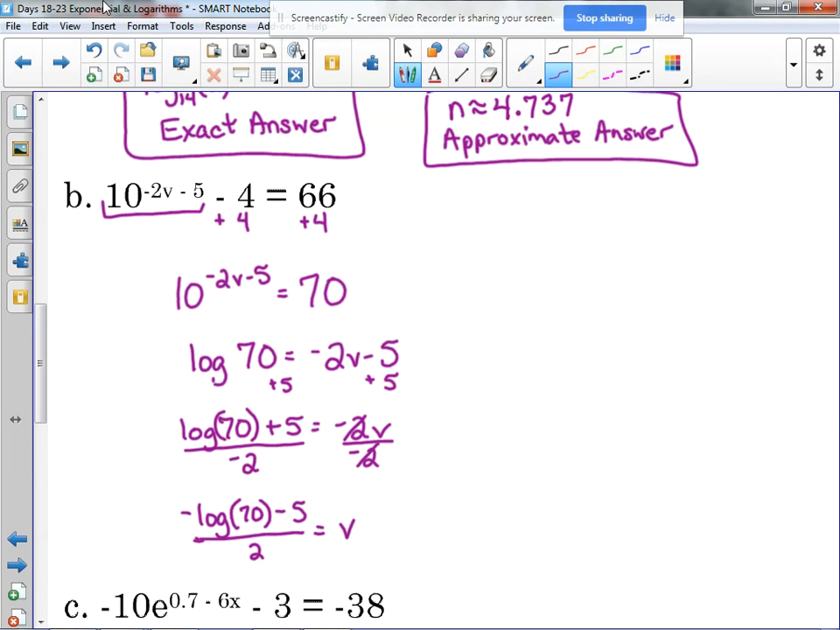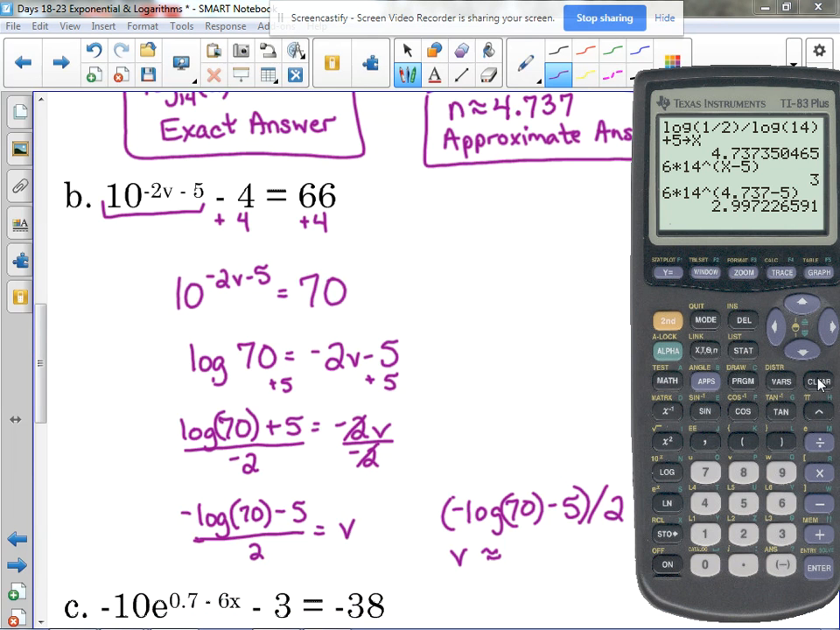If we want to find our approximate answer, we do need a set of parentheses here because that entire expression needs to be divided by 2. So we'll put that into the calculator, or you can type in the numerator, enter, divide by 2, or if you want to do it all at one time, you need parentheses around it. So there's our approximate answer. I've stored as x.